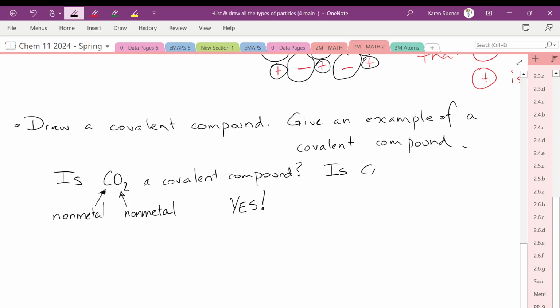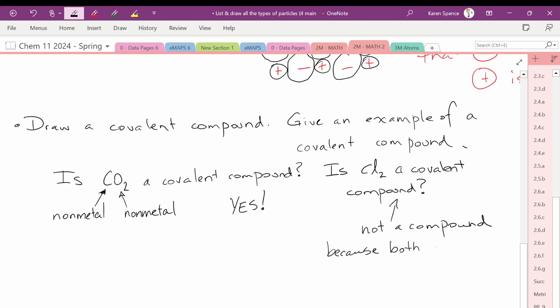Is Cl2 a covalent compound? Yes, Rajan. It's not a compound, because both of the atoms are the same. So CO2, if you had to draw it, that would be an example.